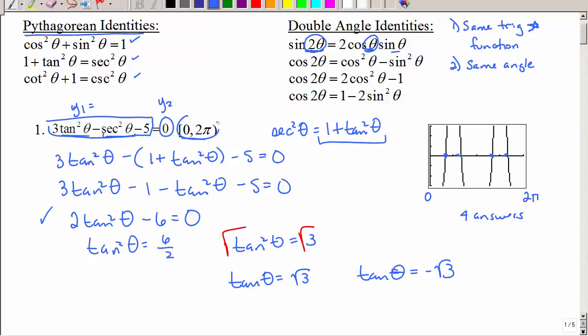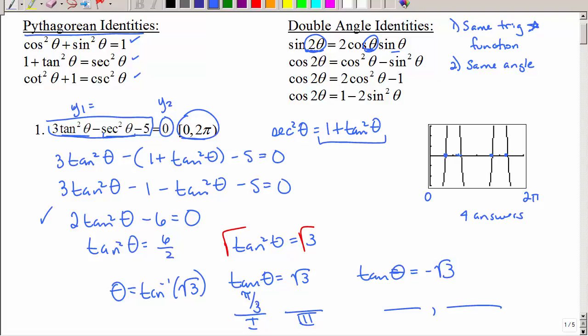Now between 0 and 2 pi, tangent is positive in 2 quadrants, in quadrants, I believe, 1 and 3. And it is negative in quadrants 2 and 4. And again, square root of 3 should be something you should have memorized on your unit circle. So when is the tangent of theta equal to the square root of 3? Or in other words, theta is the inverse tangent of square root of 3. You should get pi over 3.